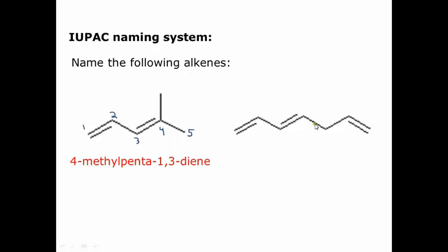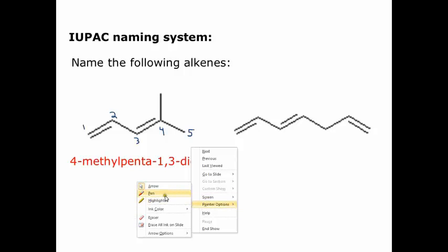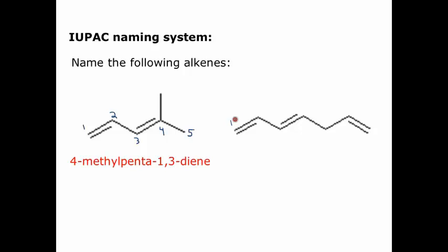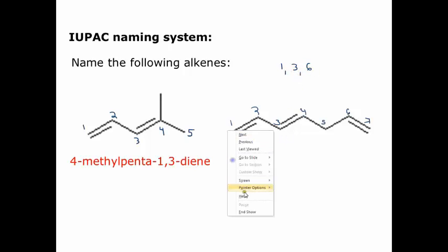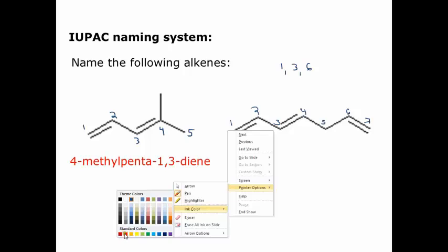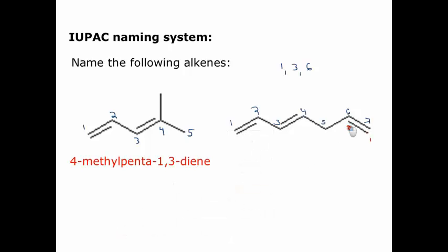In this case, I don't have any branches with my second example, so it's a case of, should I number this from left to right or from right to left? So if I go from left to right, I've got double bonds beginning at carbon 1, carbon 3, and carbon 6. But if I choose the other direction, I have a double bond beginning at carbon 1, a double bond beginning at carbon 4, and a double bond beginning at carbon 6. So I need to once again apply the rule of first point of difference.